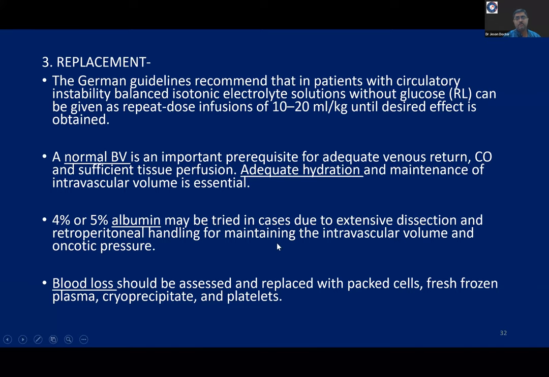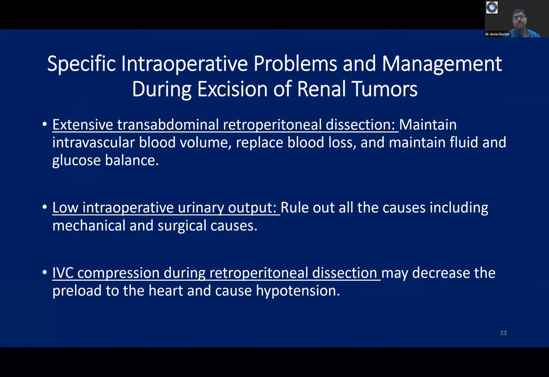In select cases where there is extensive retroperitoneal dissection and handling involved, with a lot of lymphatic loss and ascites, we often use albumin, although the evidence is debatable. You can use some colloid for intravascular retention. Again, blood loss should be assessed and replaced with packed cells, fresh frozen plasma, cryoprecipitates, platelets, all of this. Now, there are certain specific concerns about intraoperative problems and management of huge excisions of renal tumors: when you have extensive transabdominal retroperitoneal dissections, you can have huge blood loss that needs to be replaced.